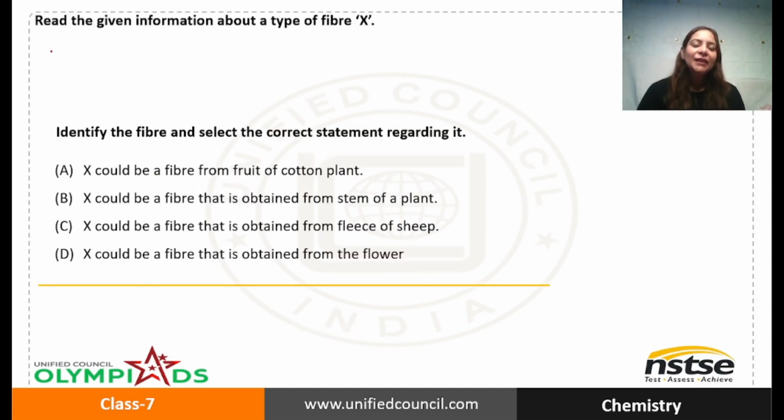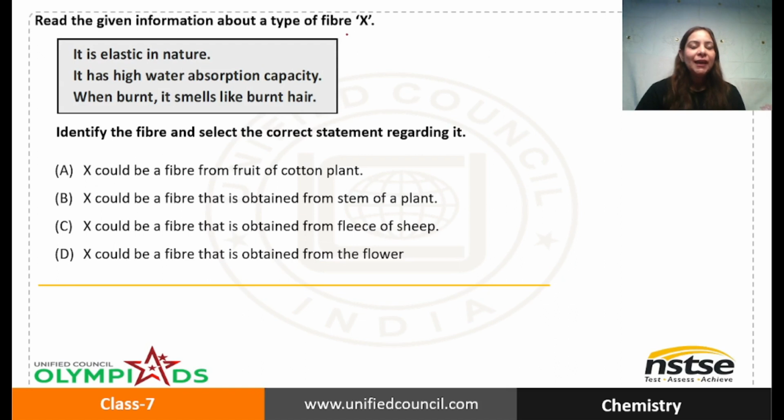Okay, next question. Read the given information about a type of fiber X. The information says fiber X is elastic in nature. It has high water absorption capacity. When burnt, it smells like burnt hair. So we need to identify the fiber and select the correct statement.